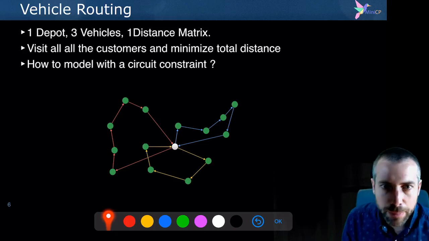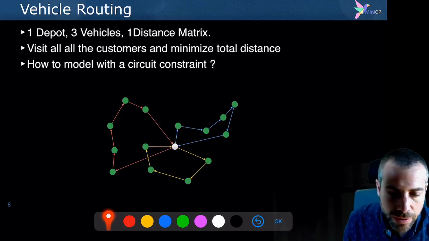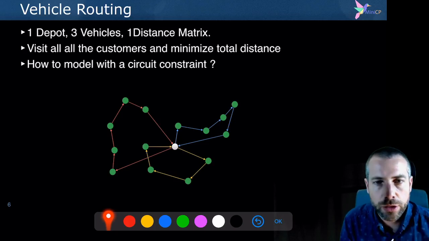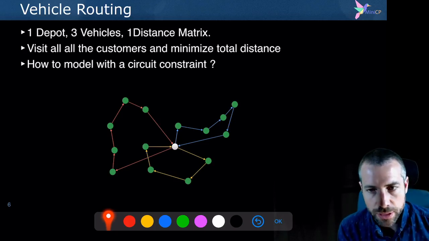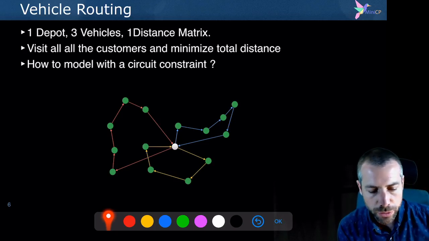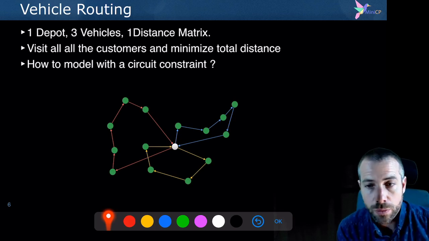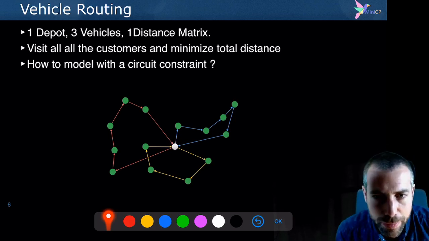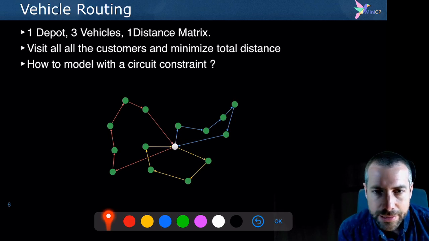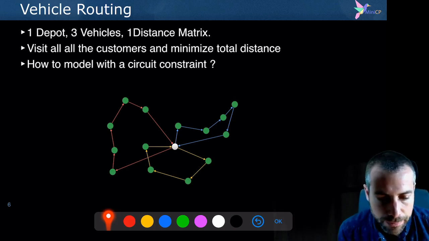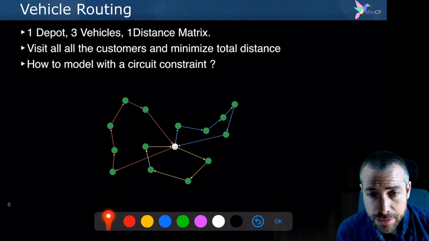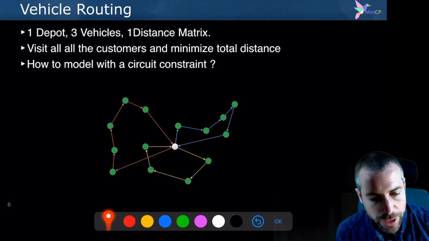The traveling salesman problem that we just discovered together, and how to model it with a circuit constraint, is an easy one because you've got only one vehicle that needs to visit all the cities. The problem is a little bit more complex when you have several vehicles at your disposal to visit all the different cities. And this more general problem, we call it the vehicle routing problem.